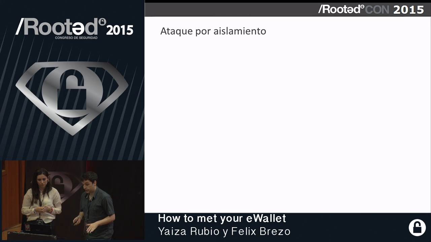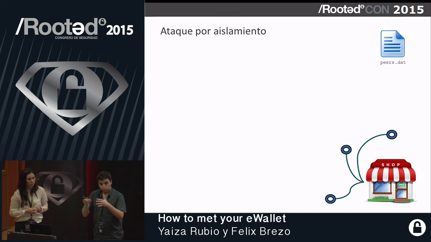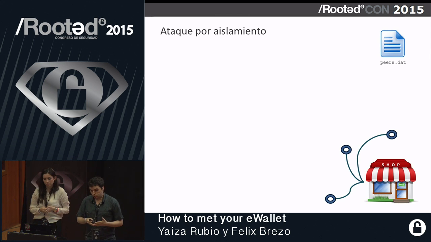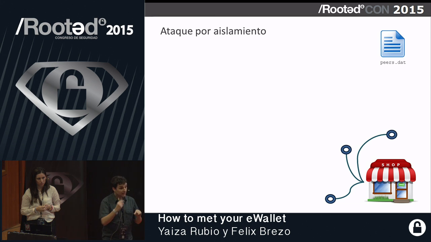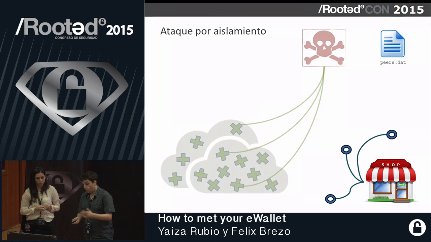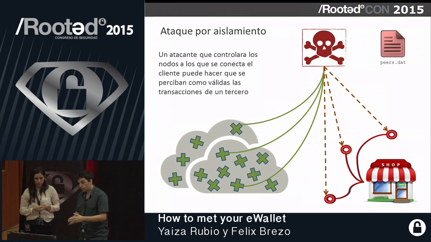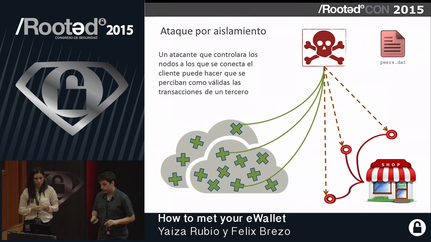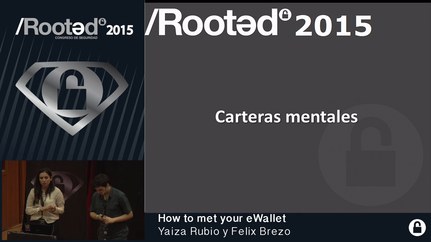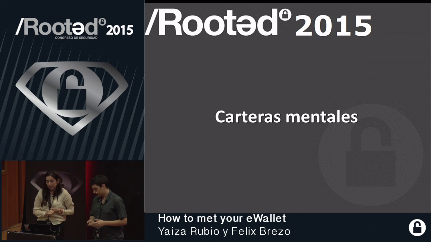But if you have a client or attack, there is no one single way. We can start from a shop accepting bitcoins and connect it to the network. This is going to have a peers.dat file where it is going to download all the things, and this can compromise the peers.dat file. So an attacker controlling the nodes that it is connected to can make the client perceive third-party transactions as valid.